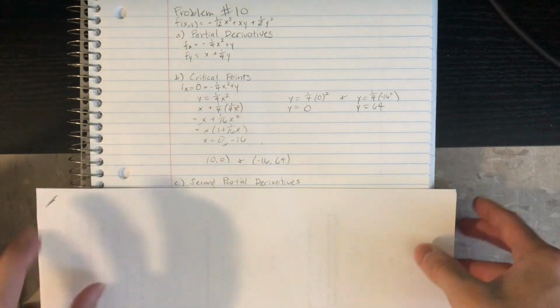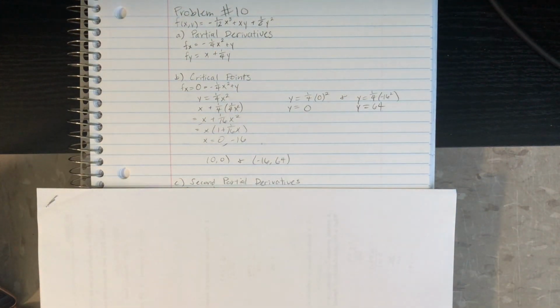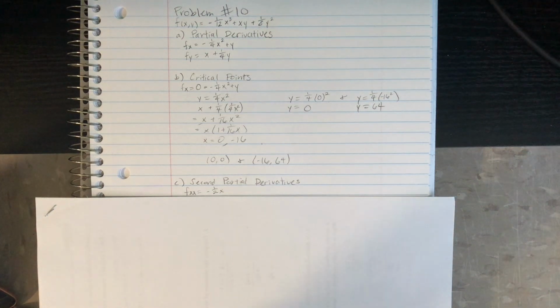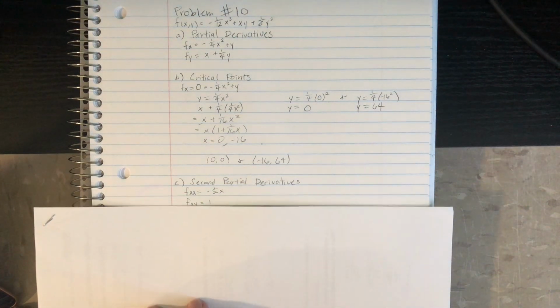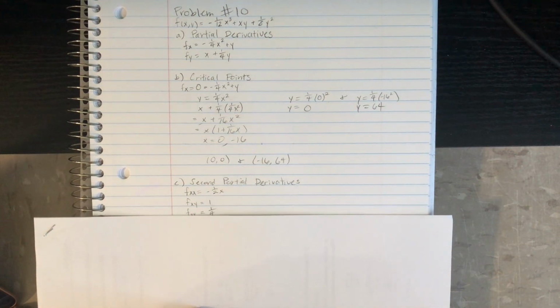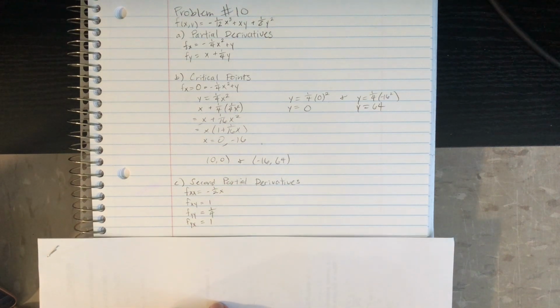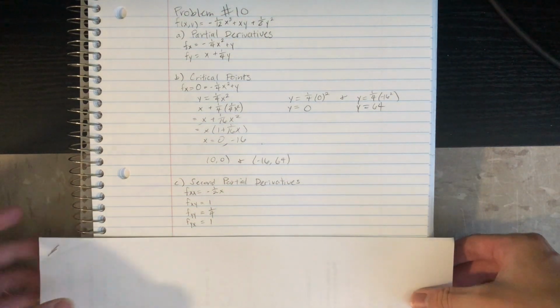For part C, we are asked to find the second partial derivatives fxx, fxy, fyx, and fyy. For fxx, we should get 1/2 x, and then fxy is 1, and fyy is 1/4, and since fxy is also equal to fyx, it is also 1.